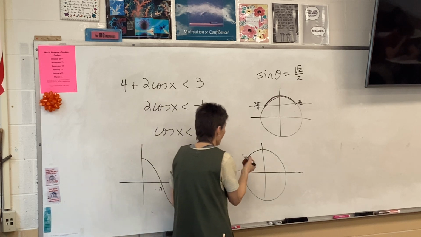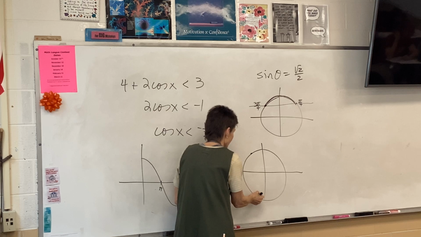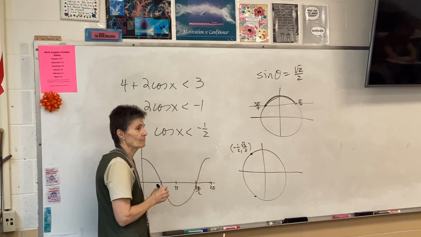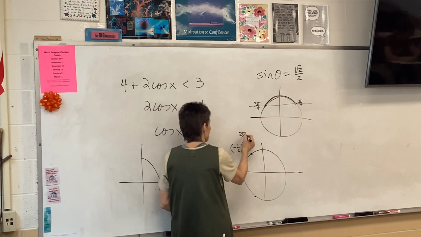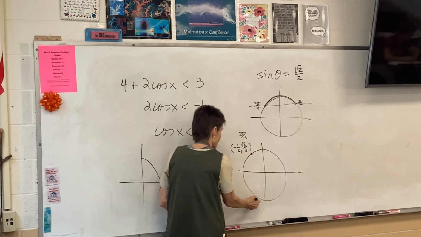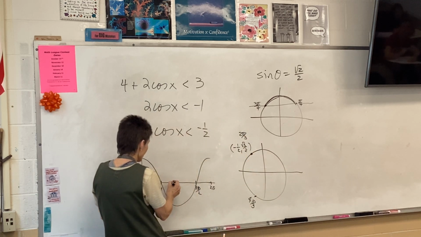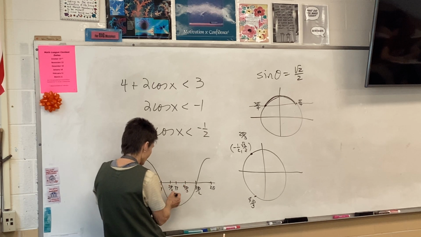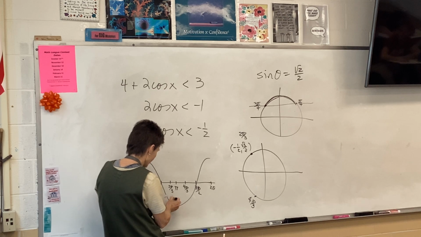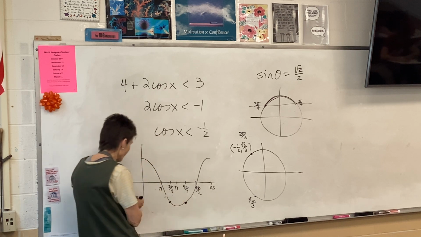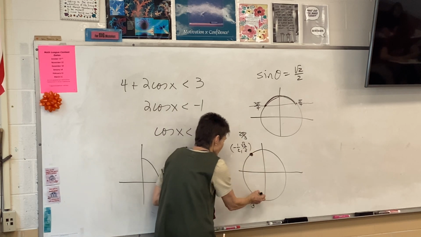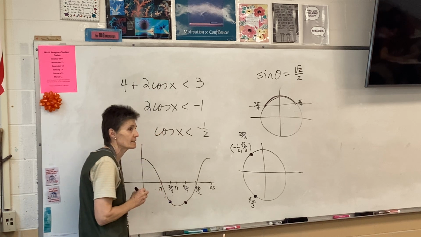Yeah. And where is the cosine negative 1/2? So negative 1/2, root 3 over 2. How big is that angle right there? 2 pi over 3. And then this one would be 4 pi over 3. So those are here. And here. That's where the cosine is negative 1/2, these 2 places right here.